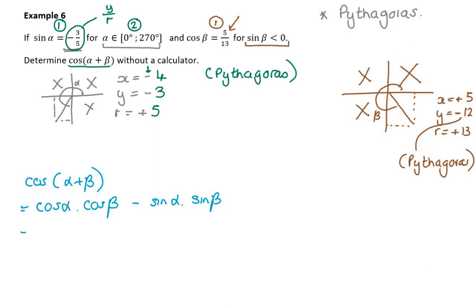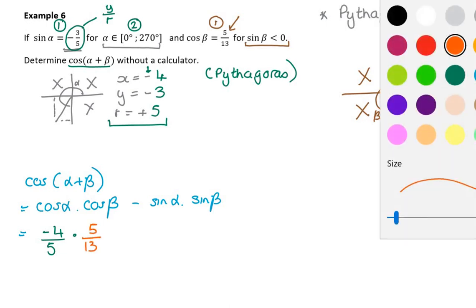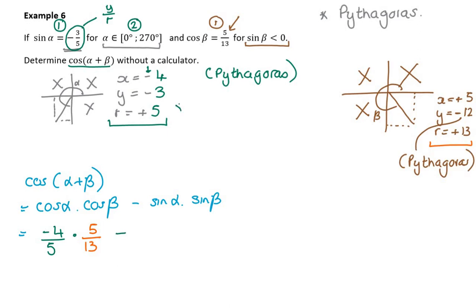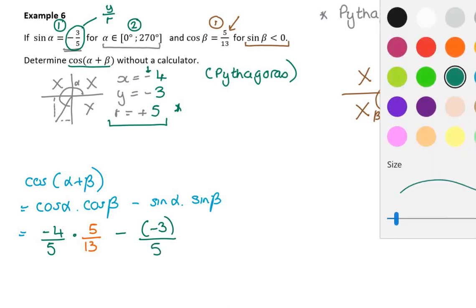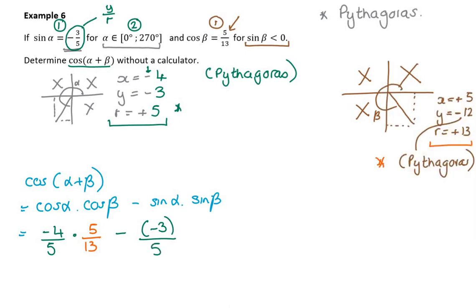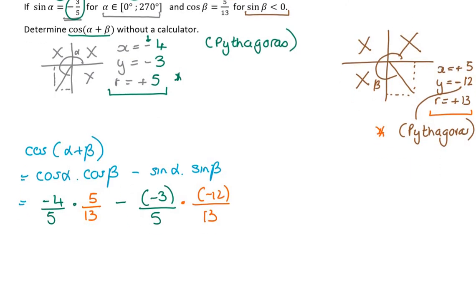Now, because I have x, y, and r of everything, I can just go and use my definitions. So cos of alpha would be from here. Cos is x over r. Cos of beta, that would be from here. Cos is x over r. Okay, minus sine of alpha, that would be from here. Sine is y over r. And sine of beta would be from your beta Cartesian plane, which is y over r. And now I basically just need to simplify.